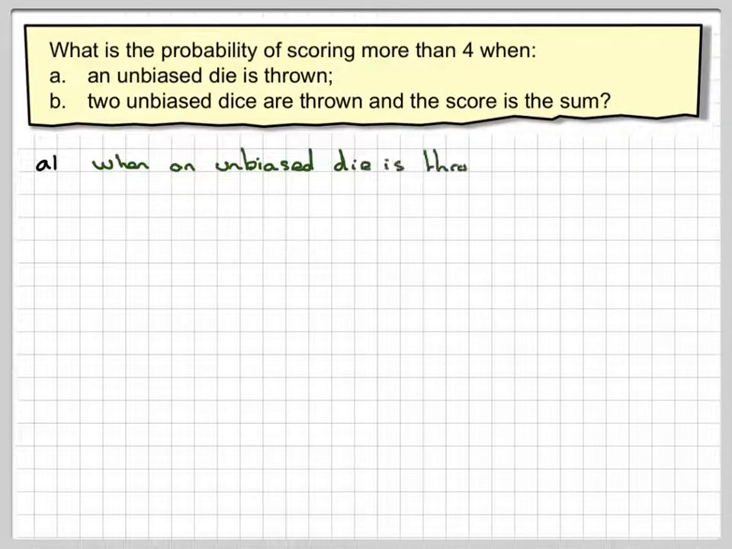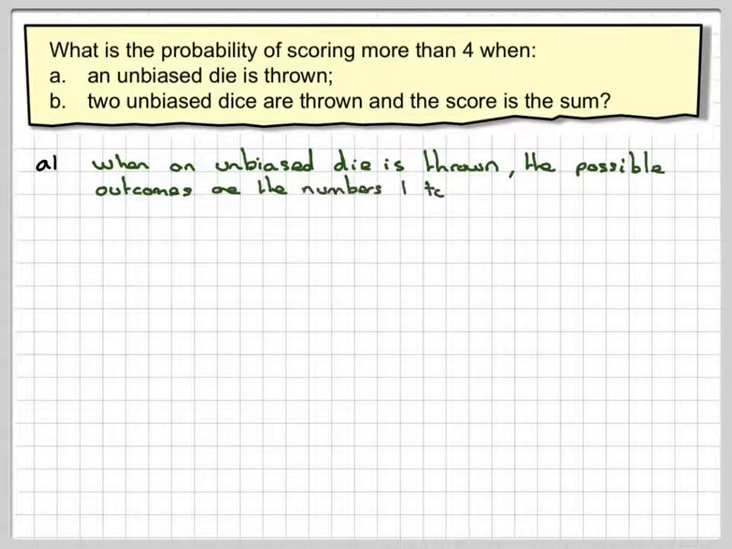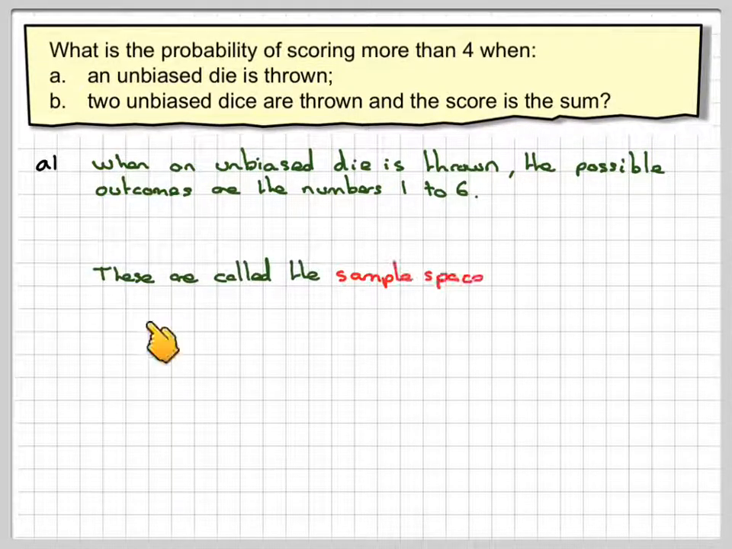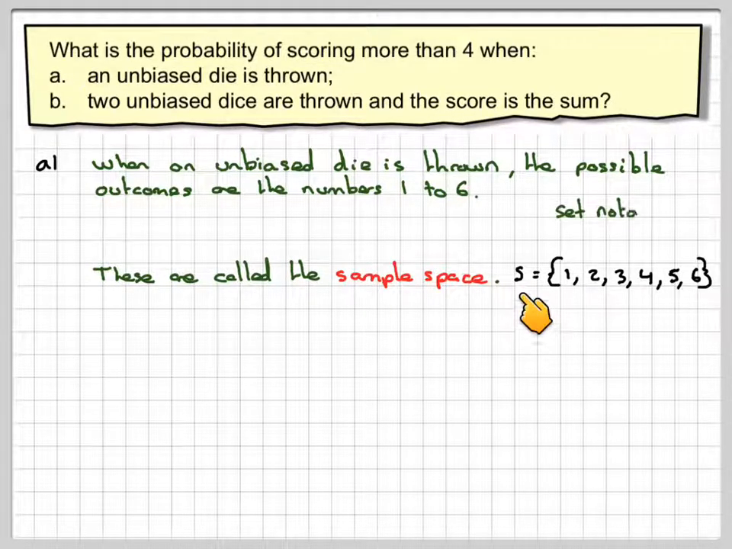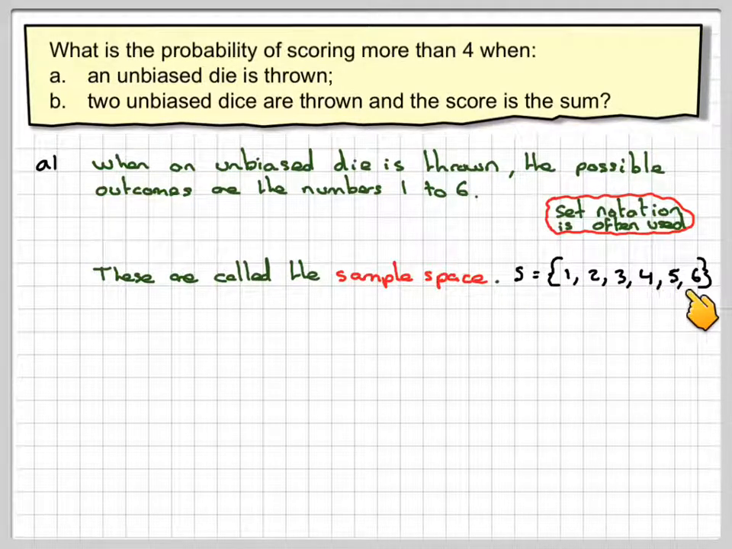When an unbiased die, which means it has no trick in it, is thrown, the possible outcomes are 1 to 6. They all have an equal chance of occurring. These are known as the sample space. So the numbers 1, 2, 3, 4, 5, 6 are called the sample space, and it's often useful to use set notation. So S is equal to {1, 2, 3, 4, 5, 6}.